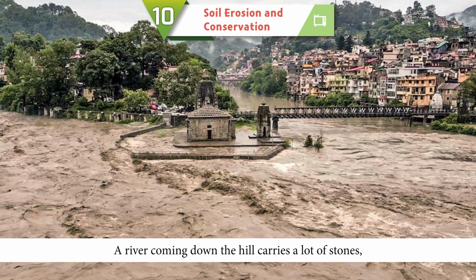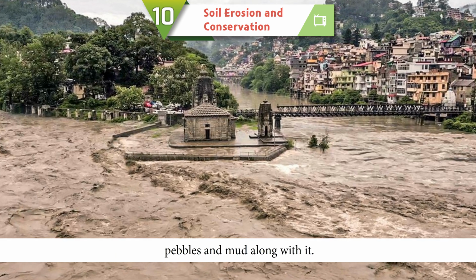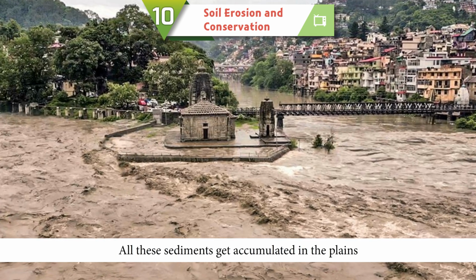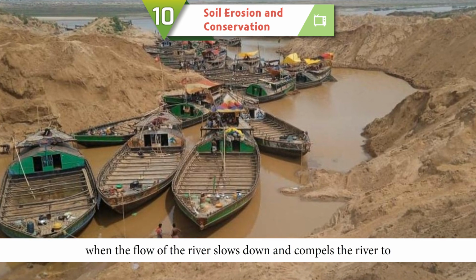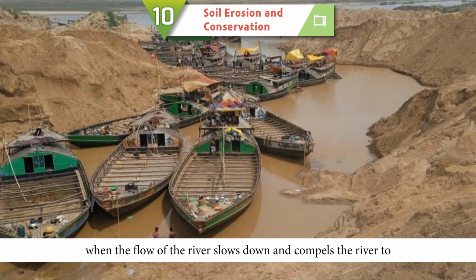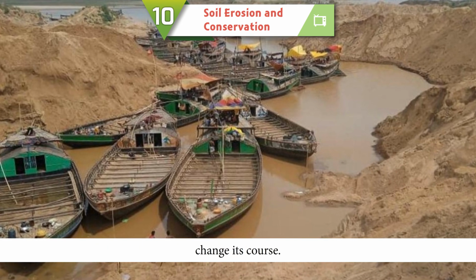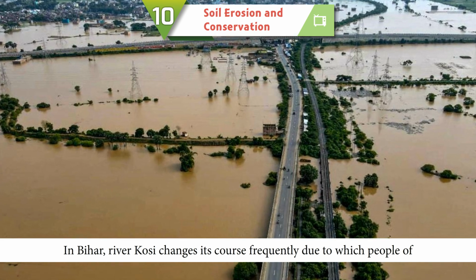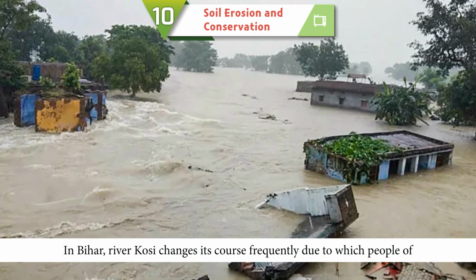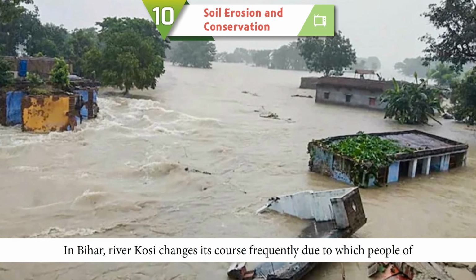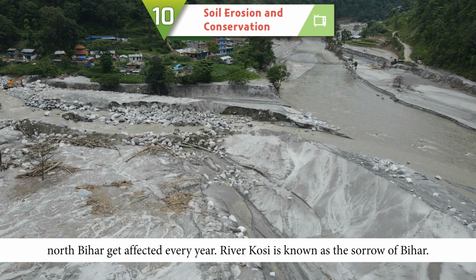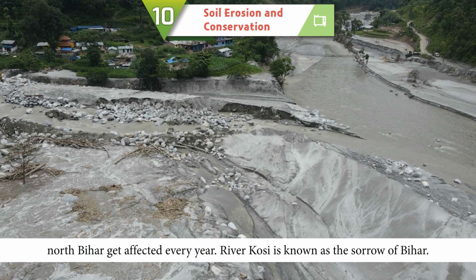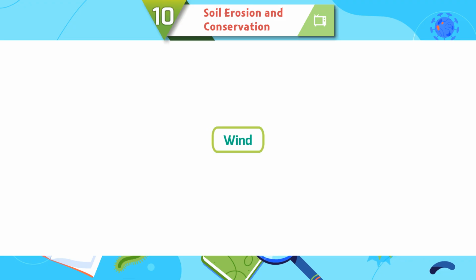A river coming down the hill carries a lot of stones, pebbles, and mud along with it. All these sediments get accumulated in the plains when the flow of the river slows down and compels the river to change its course. In Bihar, River Kosi changes its course frequently, due to which people of North Bihar get affected every year. River Kosi is known as the sorrow of Bihar.